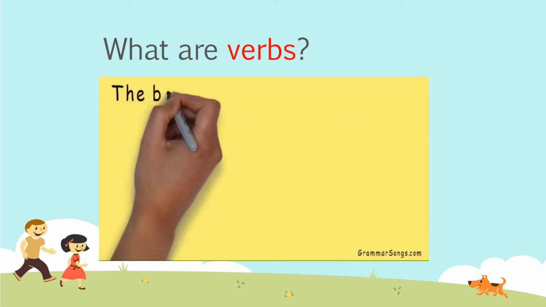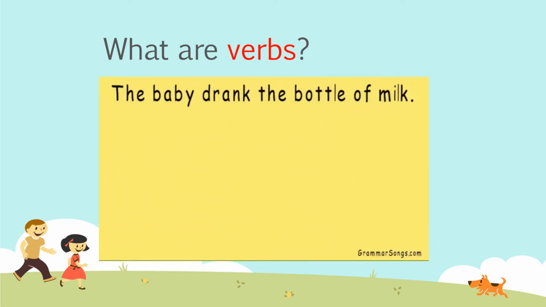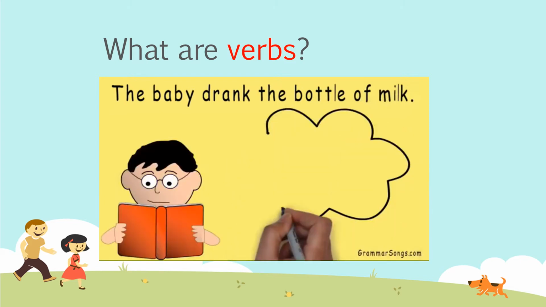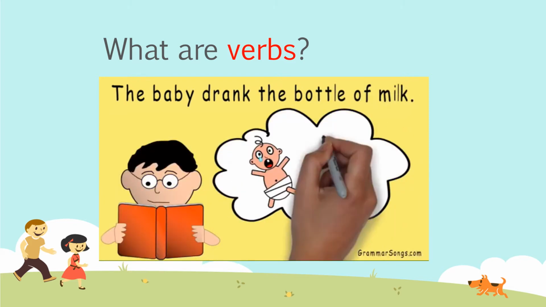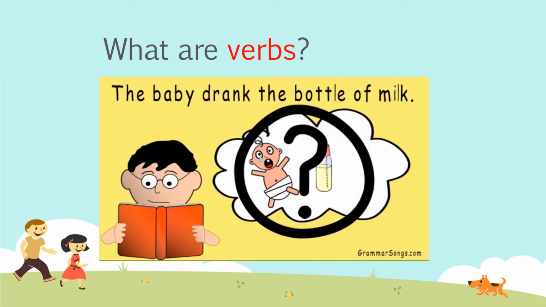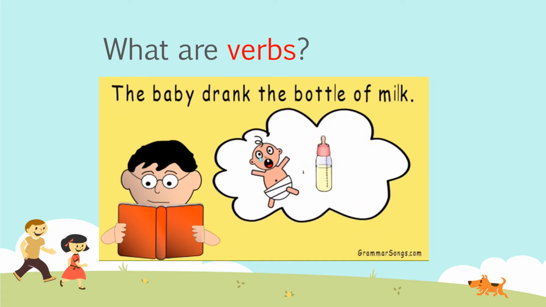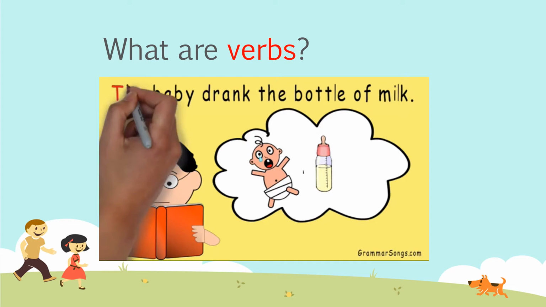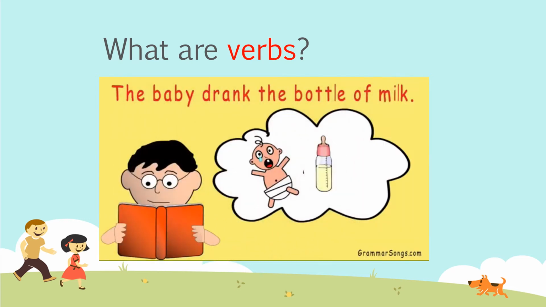Let's try another sentence. The baby drank the bottle of milk. When I read this sentence, I get a picture in my head of a baby and a bottle. A baby is a person and a bottle is a thing, so they are the nouns in my sentence. So where's the verb? Which word shows the action? The baby drank the bottle of milk. Of course, she drank the bottle of milk. Drank is the action, drank is the verb. Verbs give nouns action when we read, speak, or write.